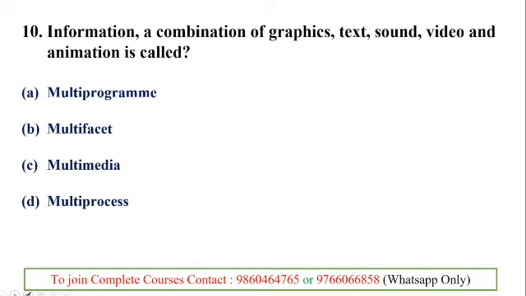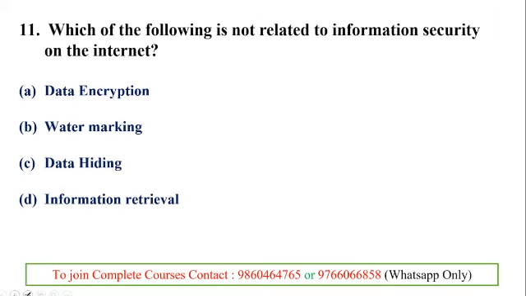Then the next question is related to information, that is a combination of graphics, text, sound, video and animation, that is called multimedia. So here multimedia is the combination of graphics, text, sound, audio, video, animation. And this question is also an important question in the UGC NET exam. Clear? Then the next one is, which of the following is not related to information security on the internet?